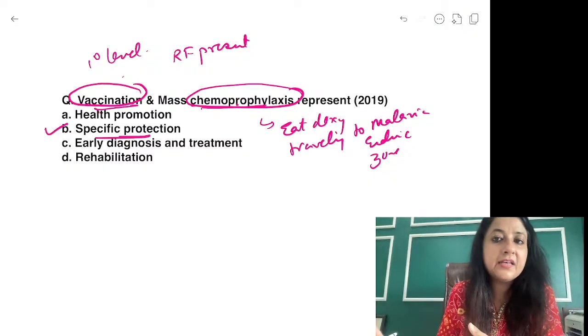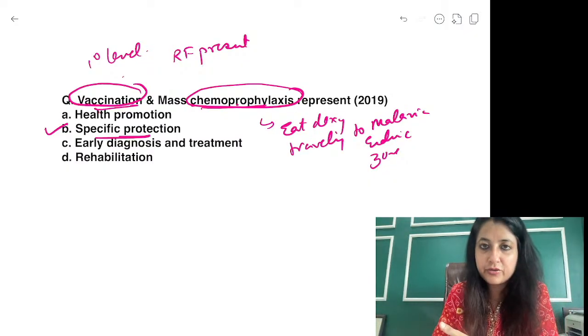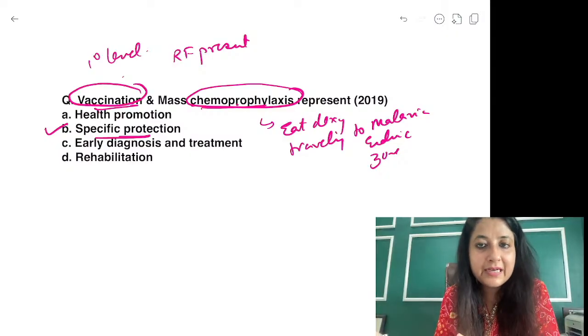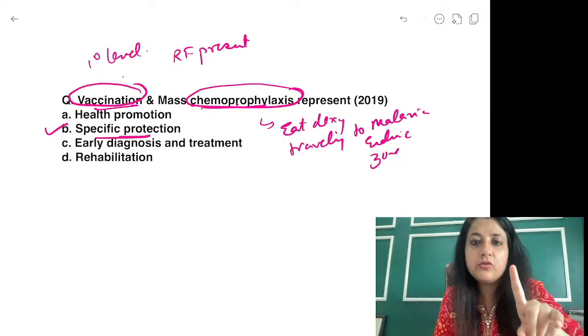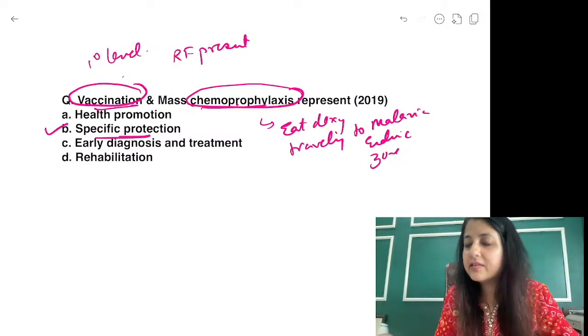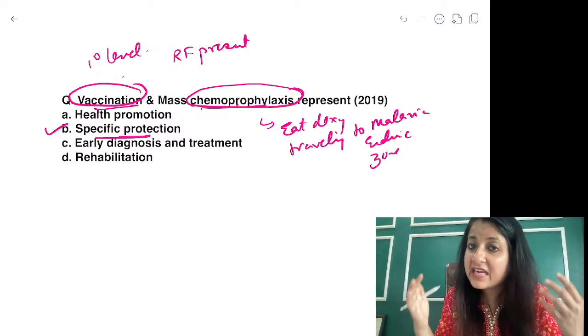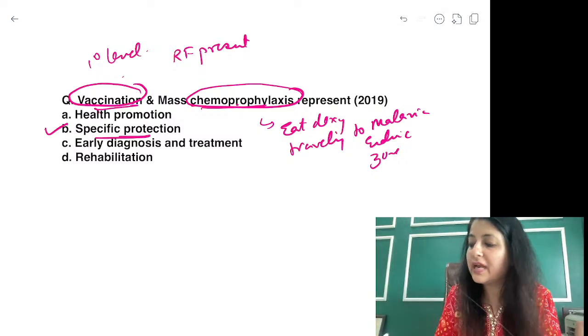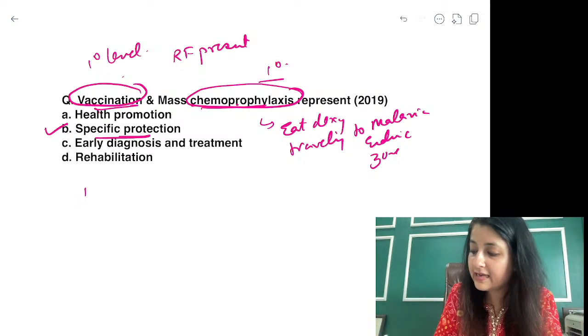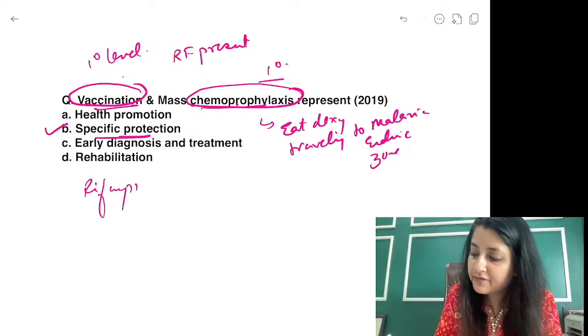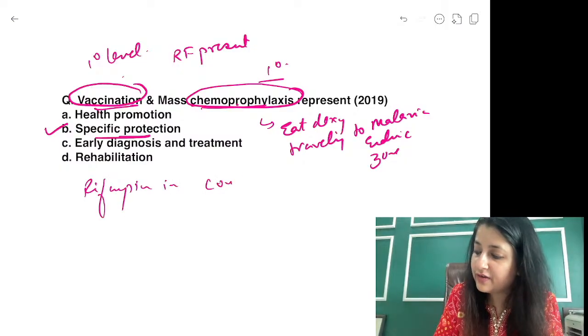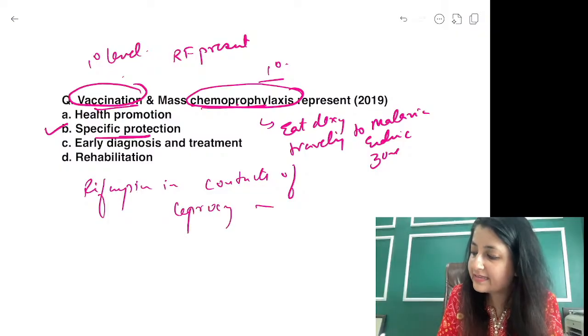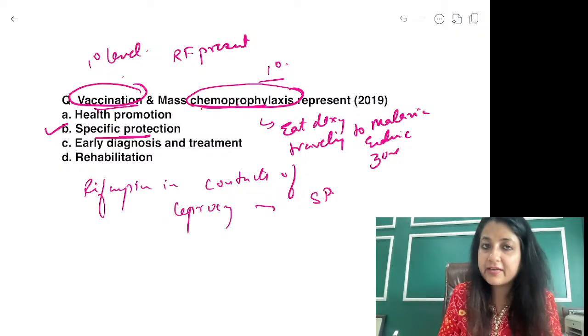I am coming in exposure with a leprosy patient, so I'm at risk of developing leprosy, so I will eat single dose rifampicin. Again, that is what? Prophylaxis. Any form of prophylaxis is primary level of prevention. Okay. Rifampicin in contacts of leprosy. All these are what, guys? These are all specific protection.